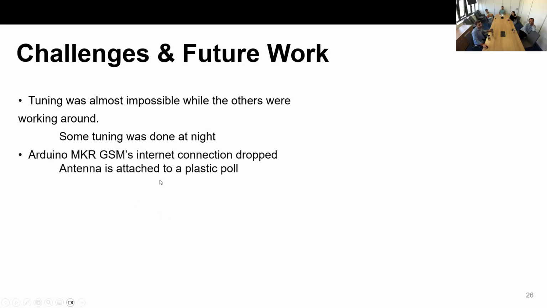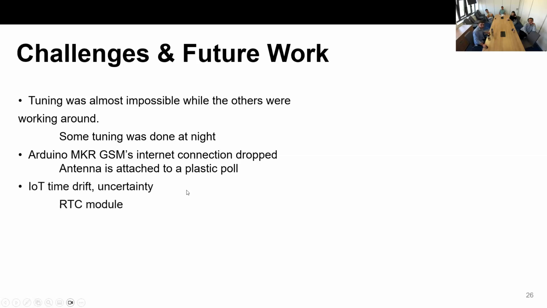And the internet connection for the dinner dropped down while we were in the field. And we used a simple plastic pipe as a pole. We had to use a plastic pipe because of the risk of lightning.